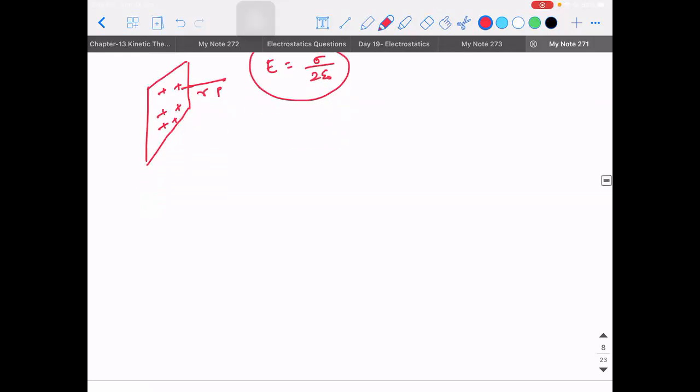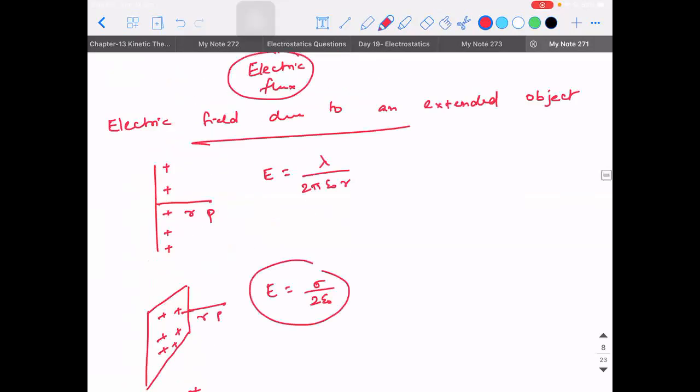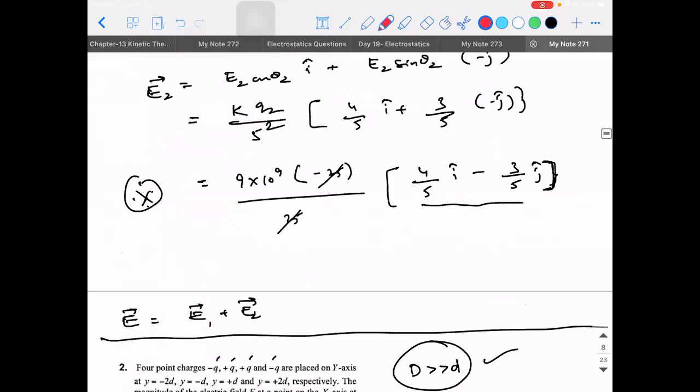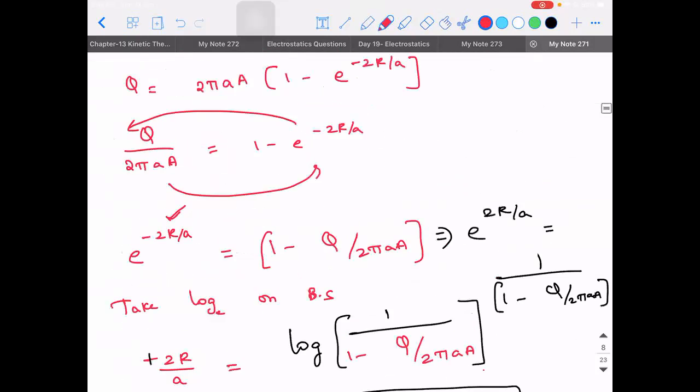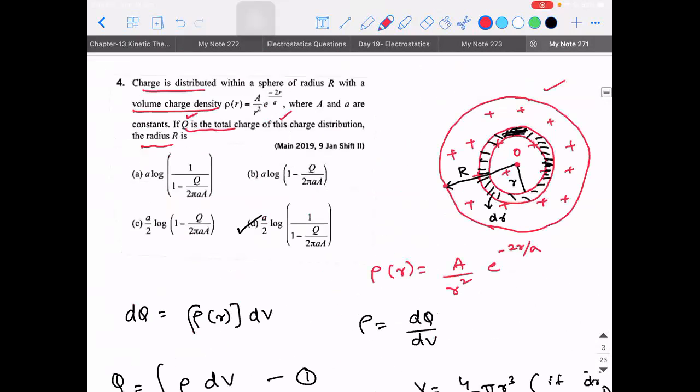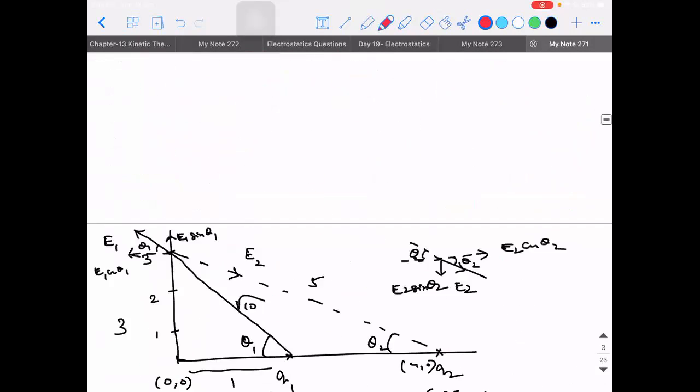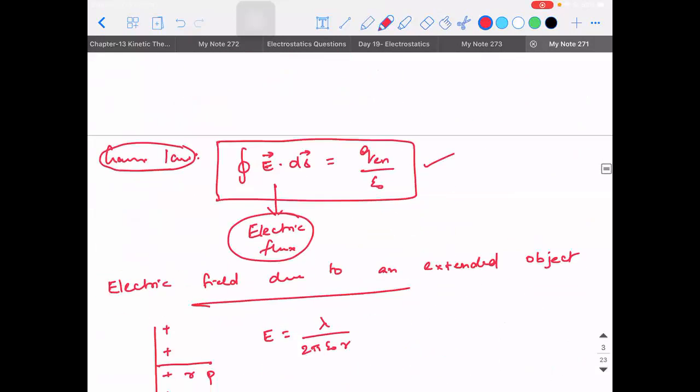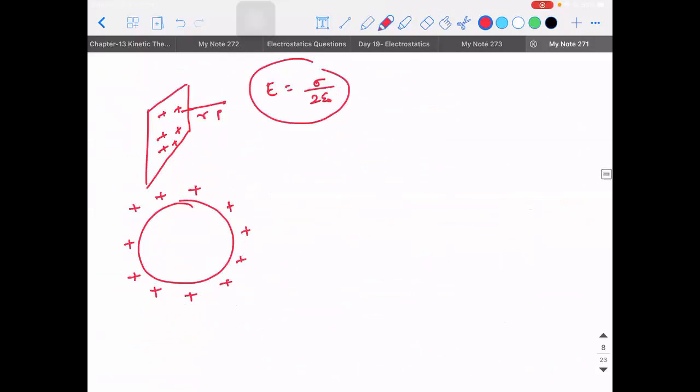Okay, recollect it. Next, when you talk about a spherical shell, there was a problem that we did yesterday, which was based on a sphere only. But what is the difference between that concept and this one? I'll show you the problem also. Charge is distributed within a sphere. What is the difference between a sphere and a spherical shell? There, charge was distributed throughout the volume. Here, it's only on the surface. Excellent. That's the answer.